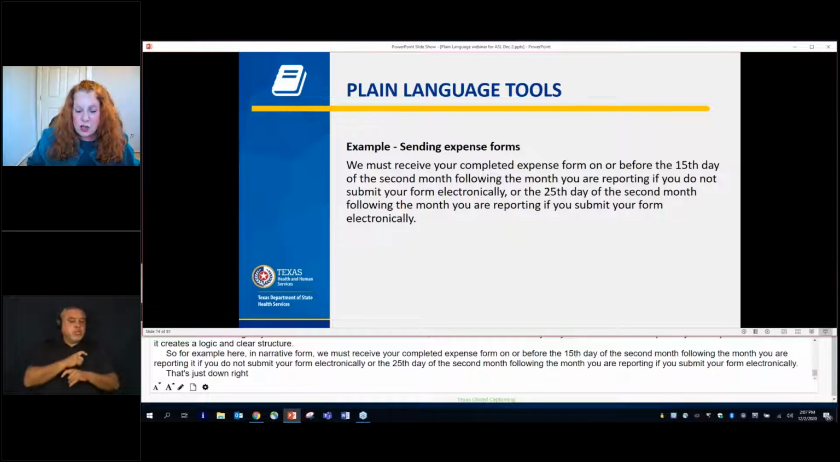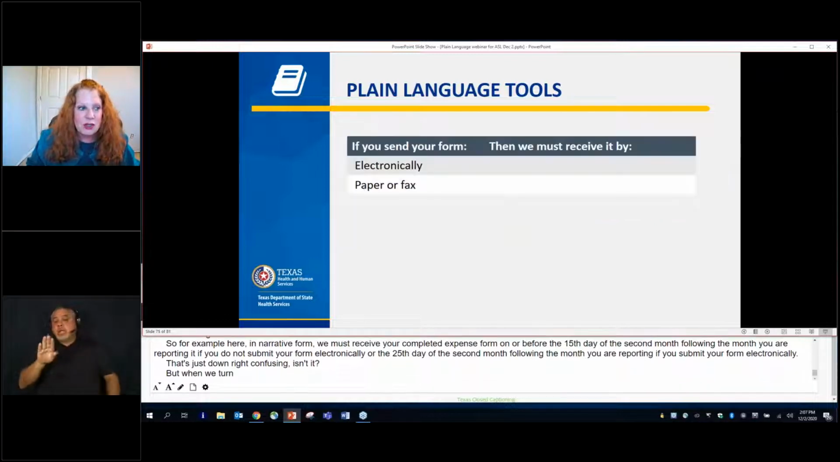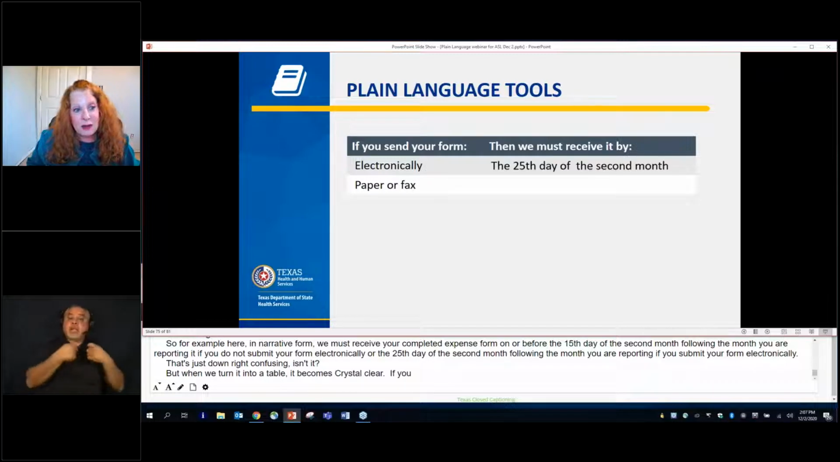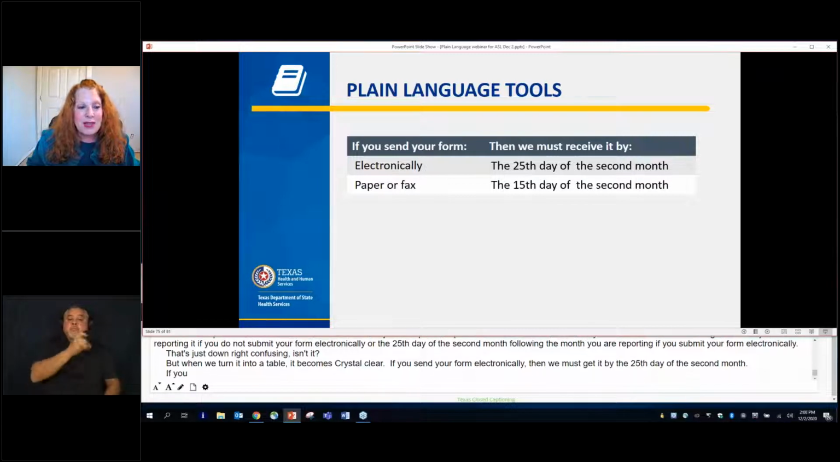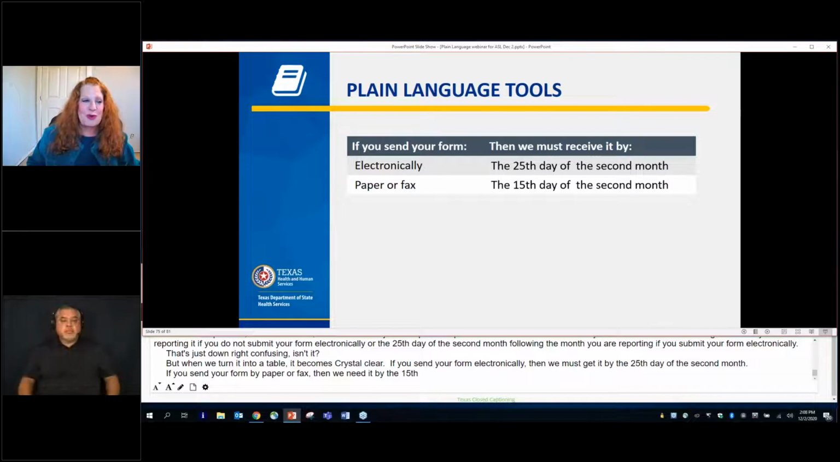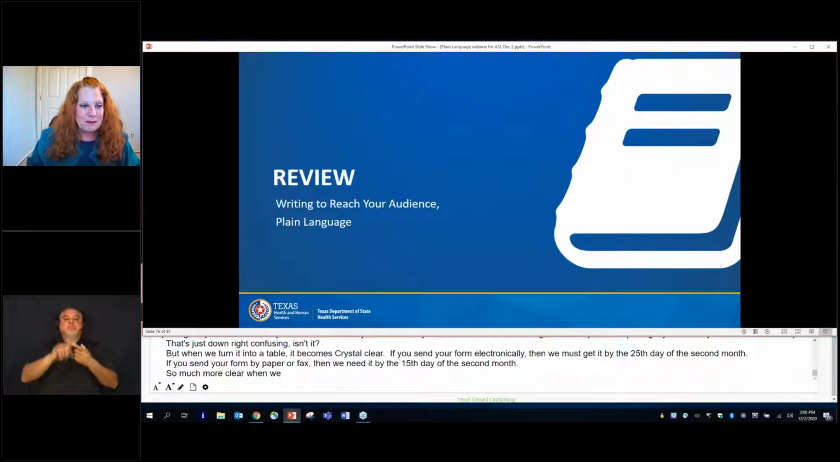But when we turn it into a table, it becomes crystal clear. If you send your form electronically, then we must get it by the 25th day of the second month. If you send your form by paper or fax, then we need it by the 15th day of the second month. So much more clear when we put it into a table.